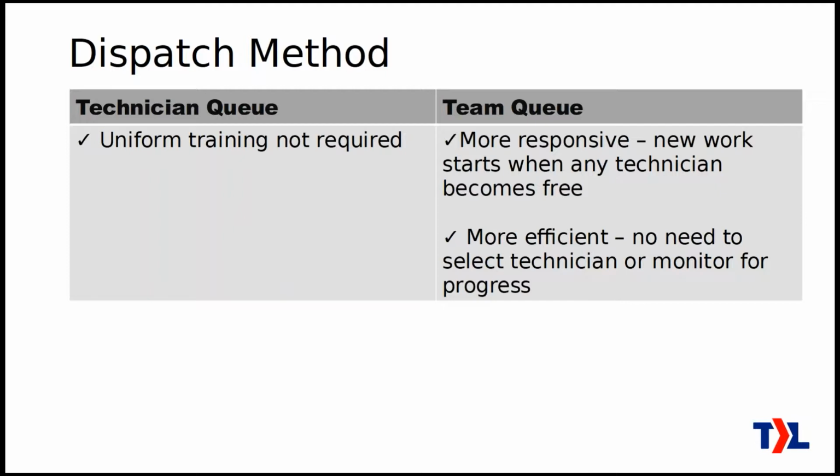As a good practice, you do want to address that. You do want everybody in your team to be able to take on work from any project, from any customer, from any particular technology, but we know that it can take a while to get to that sort of best practice. So the technician queue doesn't require you to do that, because if work comes in and only one person can work on it, well, then it gets assigned to that technician who knows what to do. The team queue has more advantages in terms of service delivery. It's more responsive because new work, basically tickets, can start when any technician becomes free. It doesn't have to wait for one specific technician to become free.